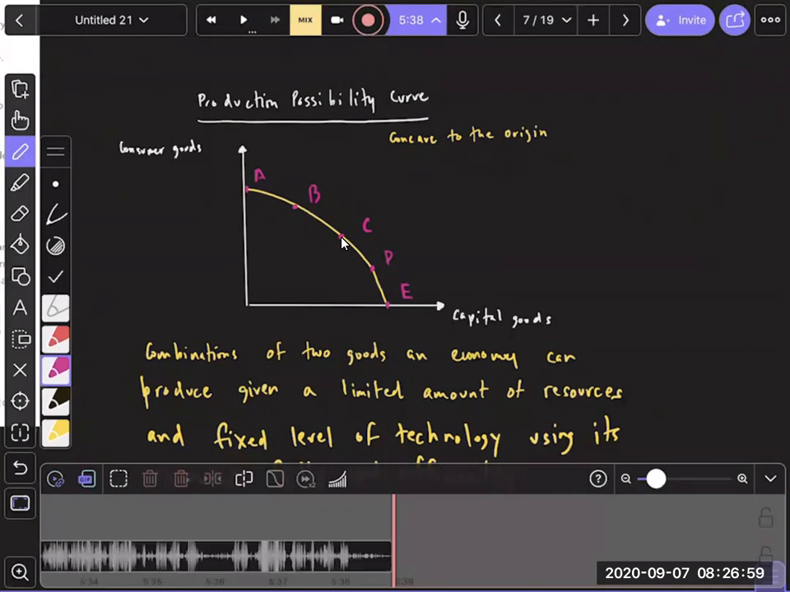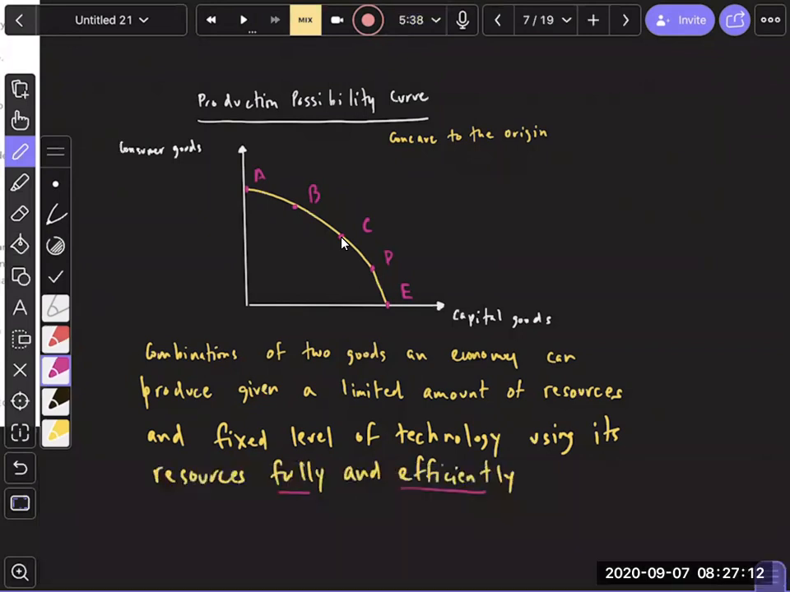Yes, sir, I have a question. Who's this? This is Anish. Bolo Anish. Sir, isn't a fixed level of technology a combination of consumer and capital goods? Because technology can also be consumed by the end user and also be used to create products, which categorizes it as capital goods. So are you calling technology a good itself?